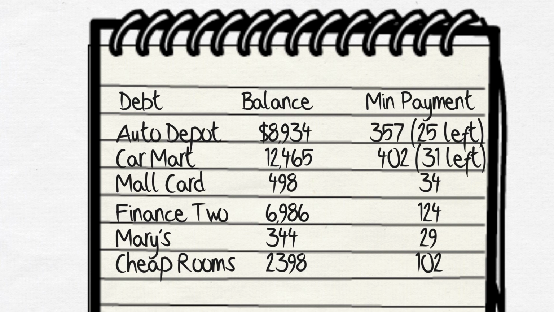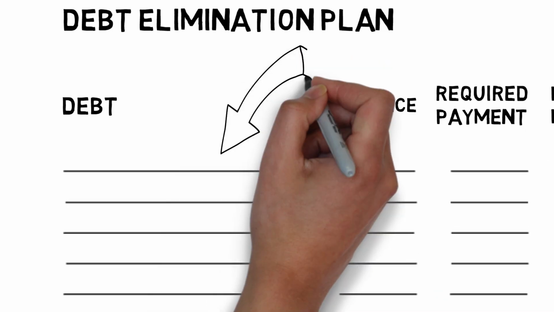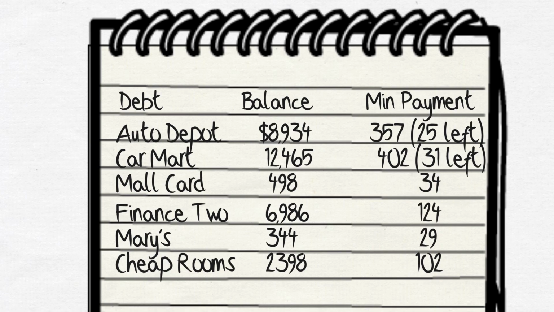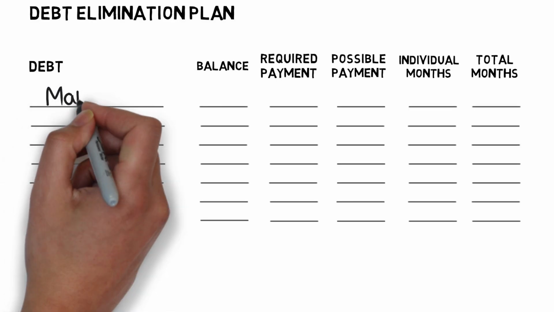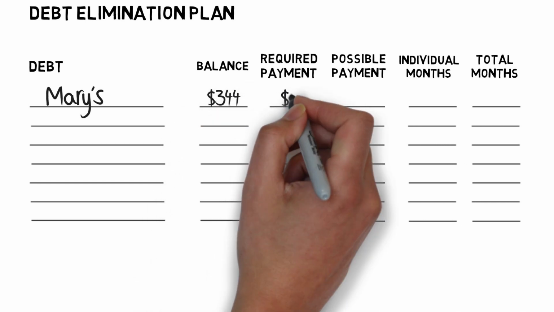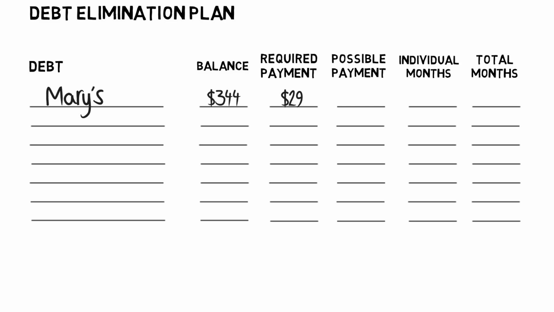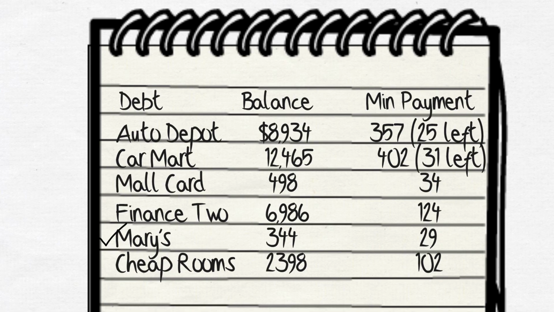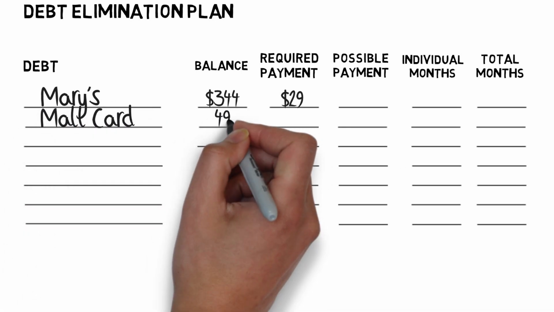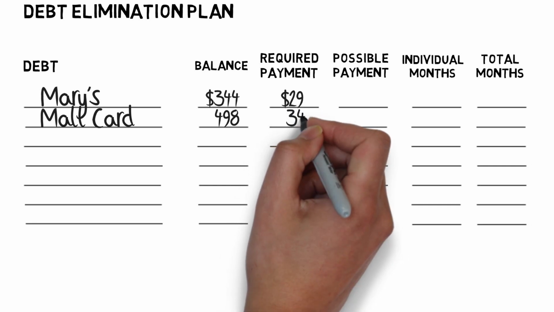Looking back at their list, how do you decide which order to list the debts on their debt elimination plan? The answer is to start with a debt that has the smallest balance. According to the list, that is Mary's, so you transfer the name, balance, and required payments to the form. Which do you record next? According to their list, the next smallest is Mall Card, with a $498 balance. Repeating what you did previously, record Mall Card, $498, and the required payment of $34 to the second line.